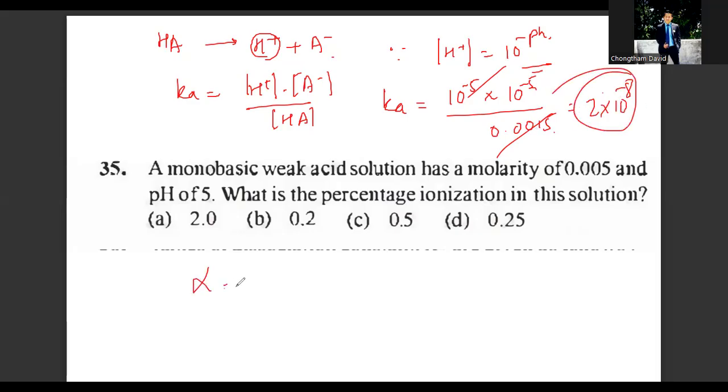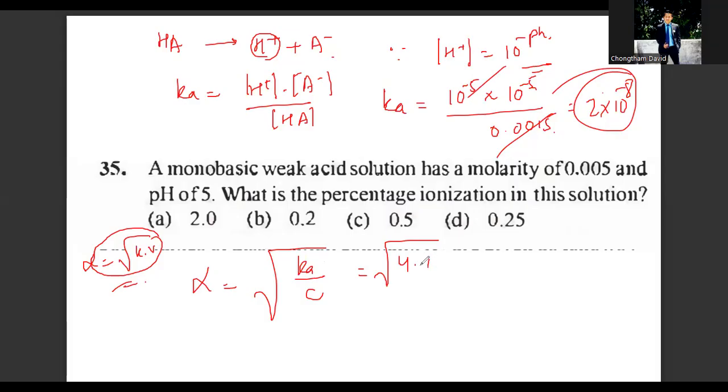Now, by using Ostwald's dilution law, degree of dissociation is root over Ka by C. Sometimes I used to make jokes in the class about this formula. Anyway, root over Ka by C, root over 4 into 10 to the power minus 6. So after taking the root, 2 into 10 to the power minus 3. In terms of percentage dissociation, you simply multiply with 100, and you get the percentage dissociation, that is 0.2. Clear? I hope this is understood.